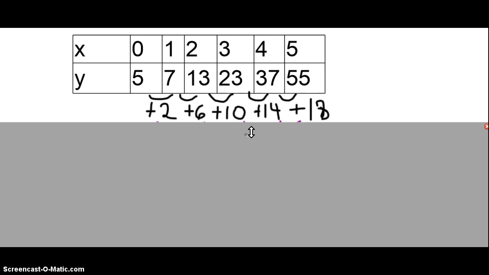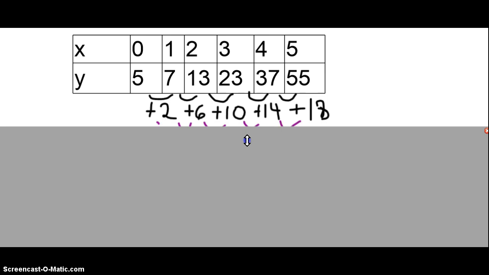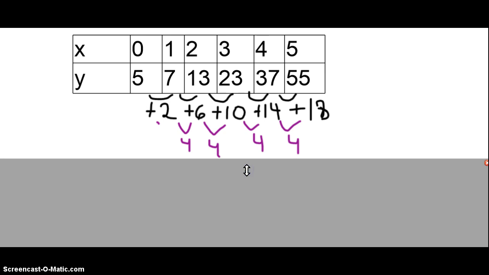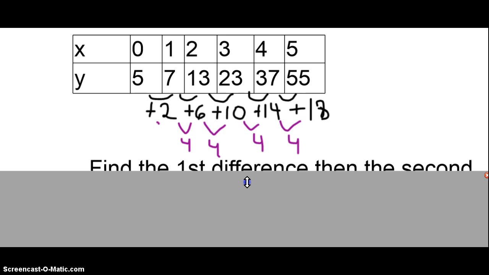18. Now notice there's no constant difference here, but there is a constant difference in what is different about the y values. The difference is 4 for each y value. So that tells us it is quadratic.